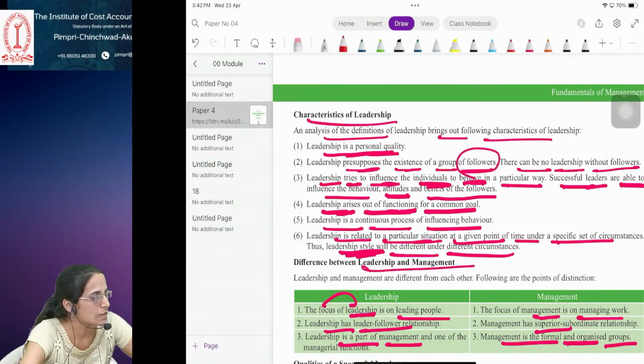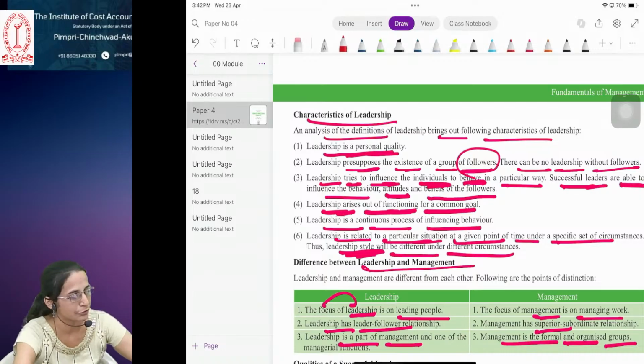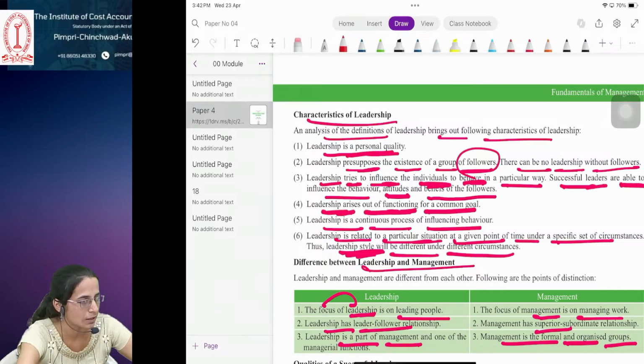Leadership presupposes the existence of a group of followers. There will be no leadership without followers. See, Modi also, people are following, that's why he is becoming the leader, right? So we are the followers and he is the leader. If we don't follow him, he will not be able to become a leader. He will not get elected again, right? That is the leadership concept. If there are leaders, they should have followers. If people don't follow that leader, he will not be able to be a successful leader.